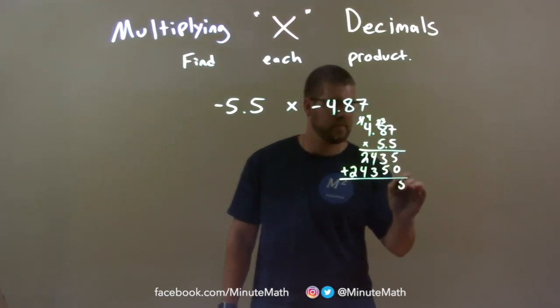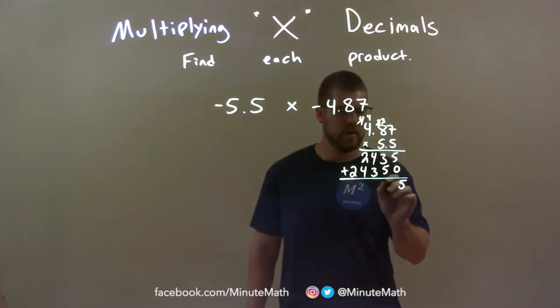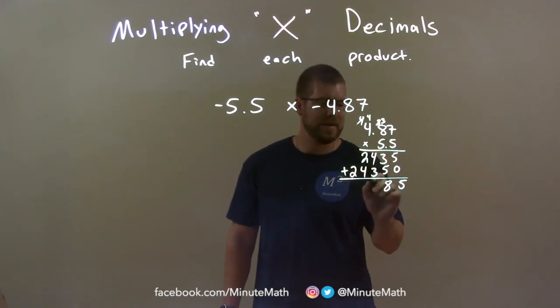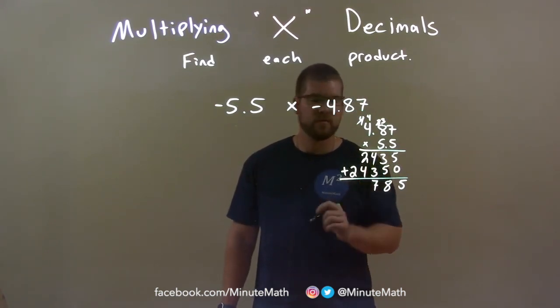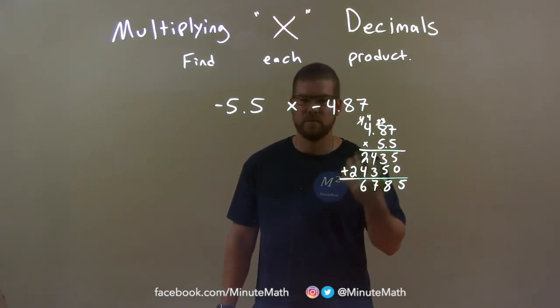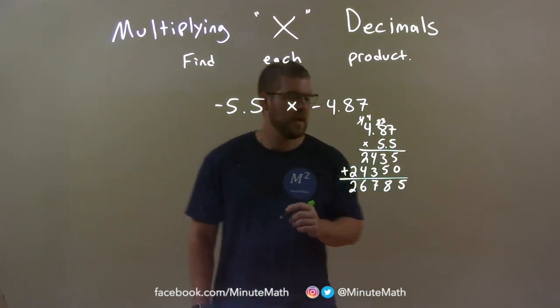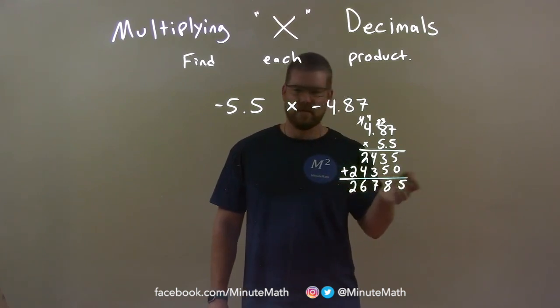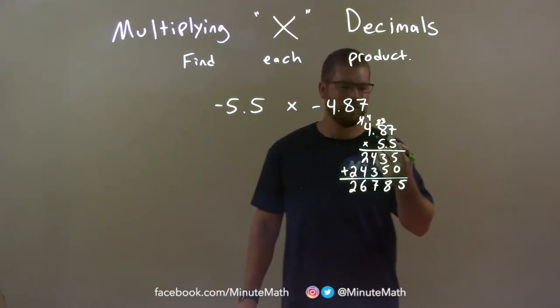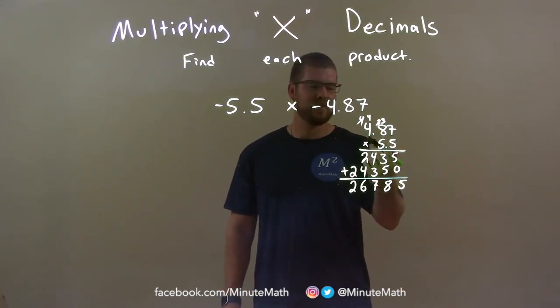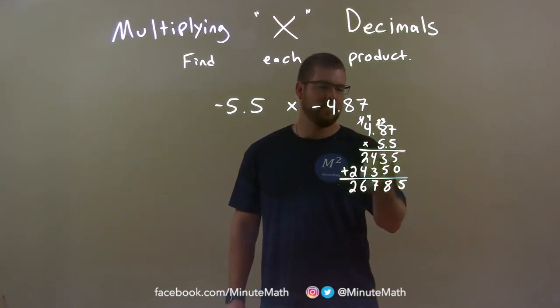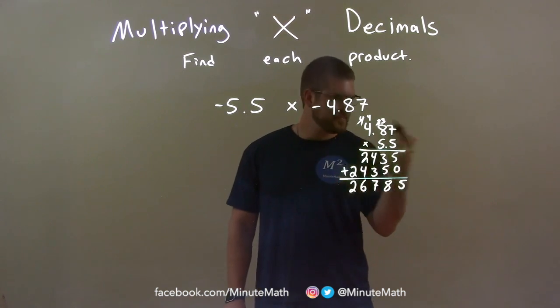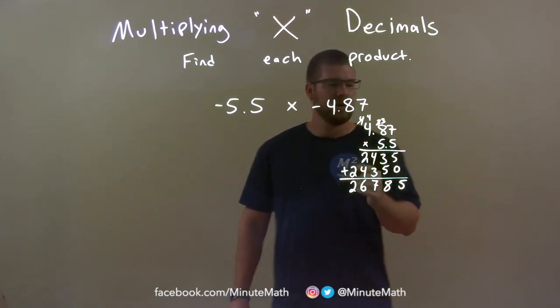5 plus 0, 5. 3 plus 5 is 8. 4 plus 3 is 7. 2 plus 4 is 6. And 2 plus nothing is 2. Now we had a total of 26,785. That's not our final answer, right? It wouldn't make sense. 5.5 times a number close to 5 isn't that large, right?